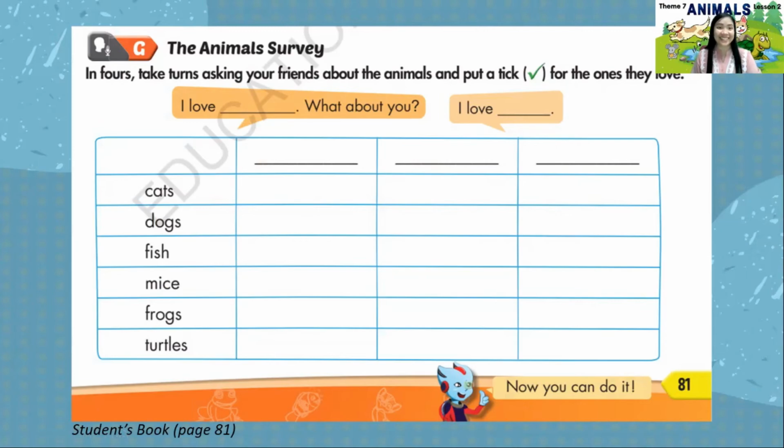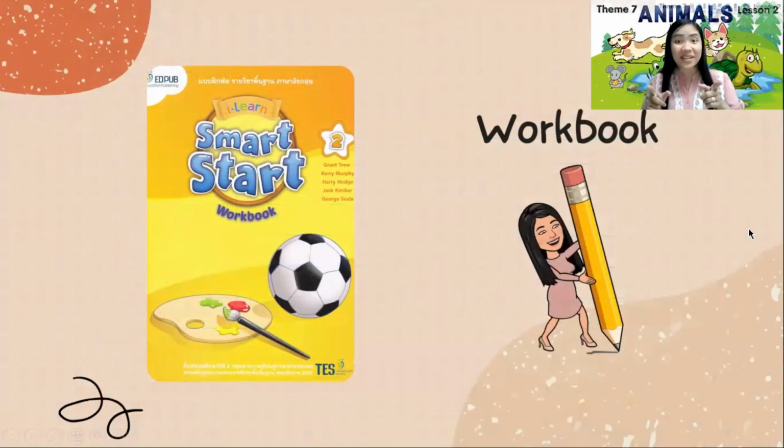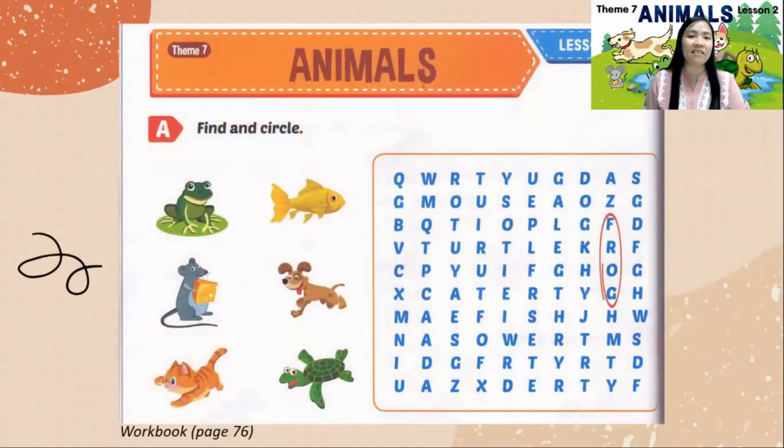You can do it. It's workbook time! Yay! Open your workbook on pages 76 to 77. Letter A. Find and circle. This is a crossword puzzle. So the first one is frog. Here's the frog. Circle the word frog. And you find the word fish, mouse, dog, cat, and turtle.